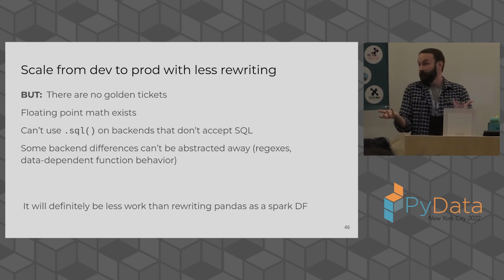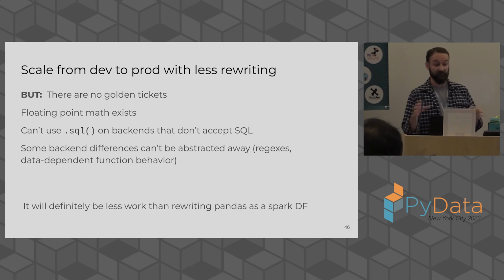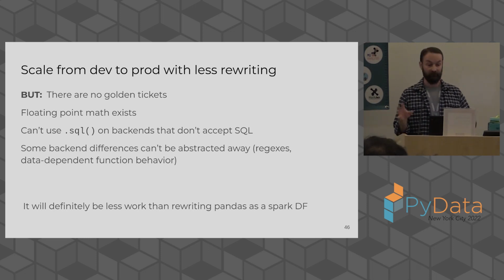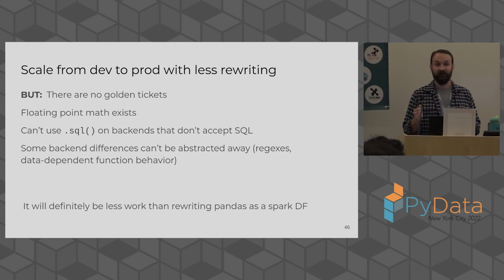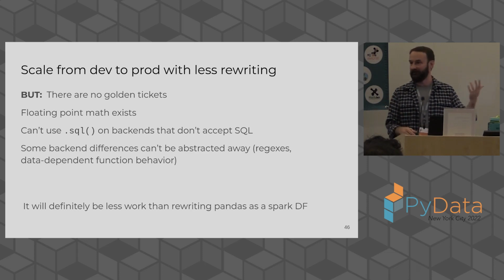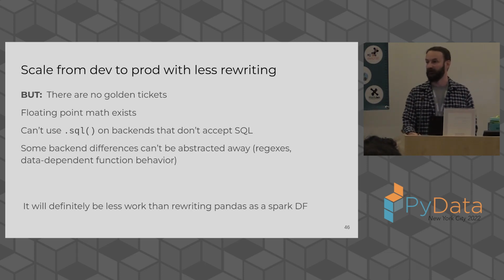So I would propose that Ibis is a way for you to scale from dev to prod with less rewriting. I'm saying less rewriting because there are no golden tickets here. Floating point math exists, right? It isn't associative, so any engine is going to do something slightly different, and you may get slightly different results. You just need to be aware of that when you're running these things. You're going to get slightly different results if you have a bunch of chained mathematical operations. Just check your answers, right?